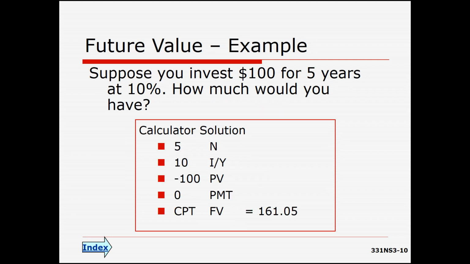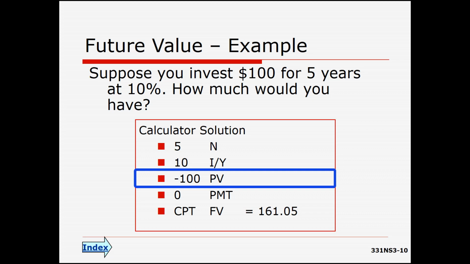Same problem solved in the calculator. It is important at this point to restate the sign convention. The calculator is programmed so that cash outflows are entered as negative values, inflows are entered as positive values. If you enter the PV as positive, the calculator assumes that you've received the funds and that you'll have to repay it with interest at some point in the future. The negative sign on the present value in this example indicates that you invested $100 for 5 years. To enter the negative 100, press 100, plus or minus, and then enter it in present value.